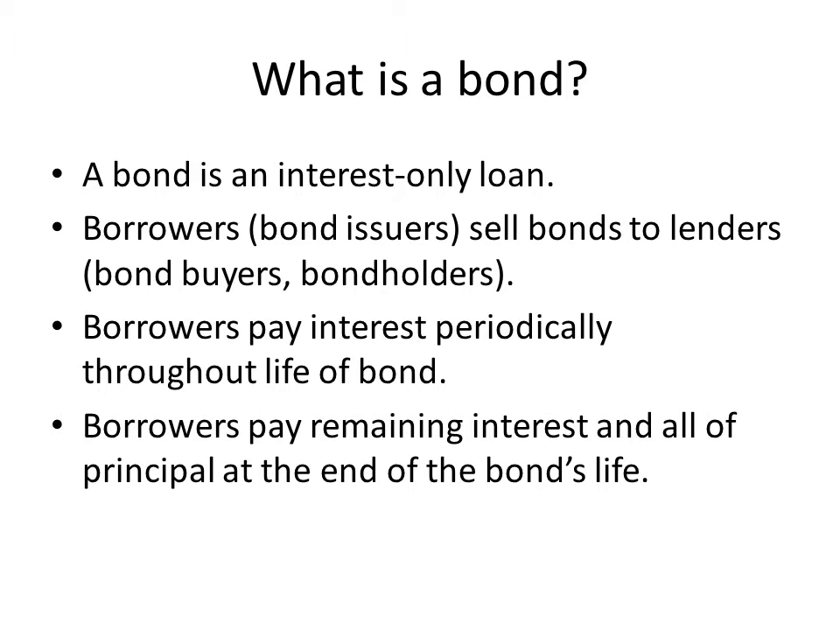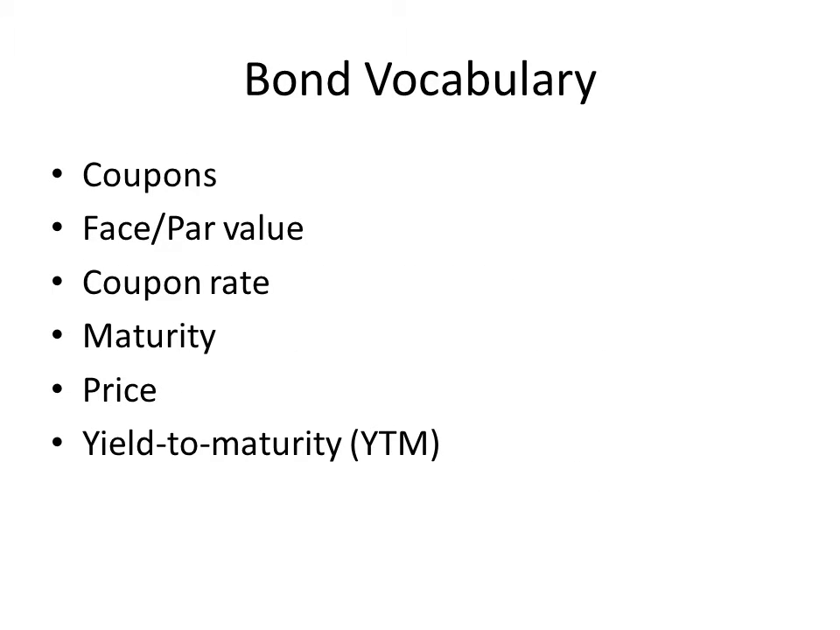Further, the vocabulary is different for bonds. We say that the issuer sells bonds to the lender. We don't say that they necessarily borrow from the lender. And so if you hear of someone selling bonds, that means they are borrowing. And if you hear of someone buying bonds, that means they are lending. Let's go through some of the vocabulary associated with bonds.